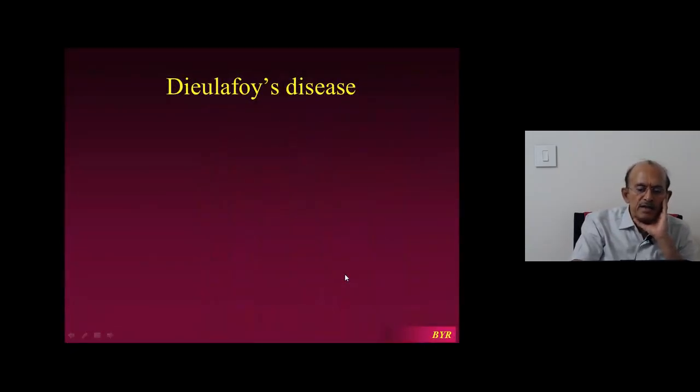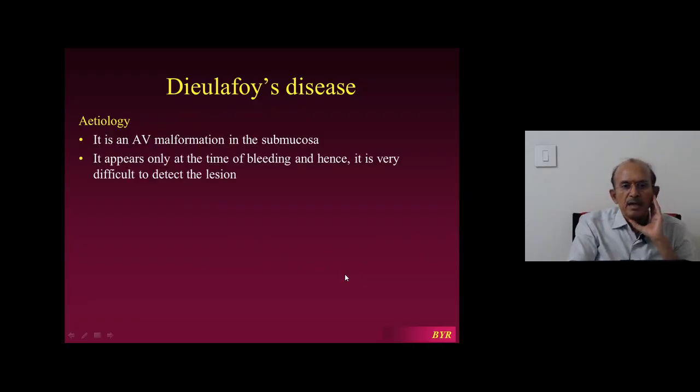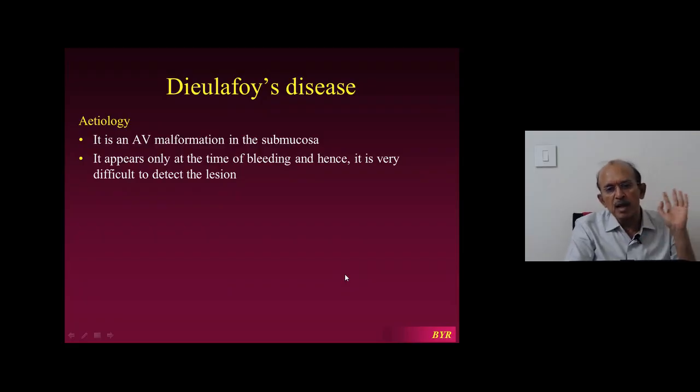Dieulafoy's disease. This is a vascular malformation. This is an AV malformation in the submucosa. This lesion appears only at the time of bleeding, and hence it is very difficult to detect these lesions. So once the bleeding stops, the lesion is not seen. As the bleeding occurs, then also you don't see any lesion there. You see just pumping of blood.